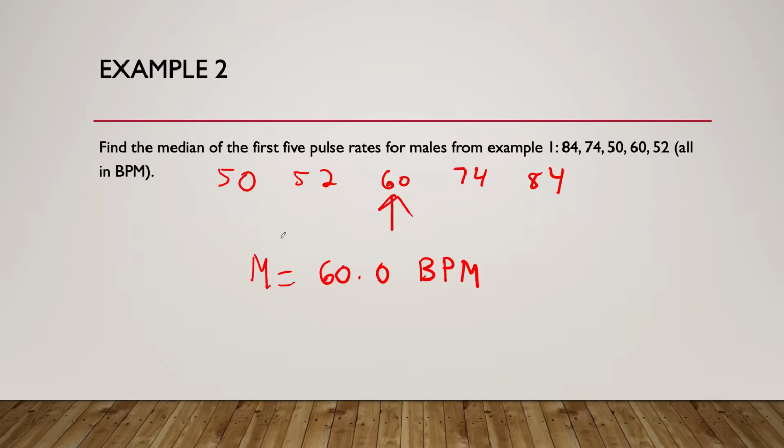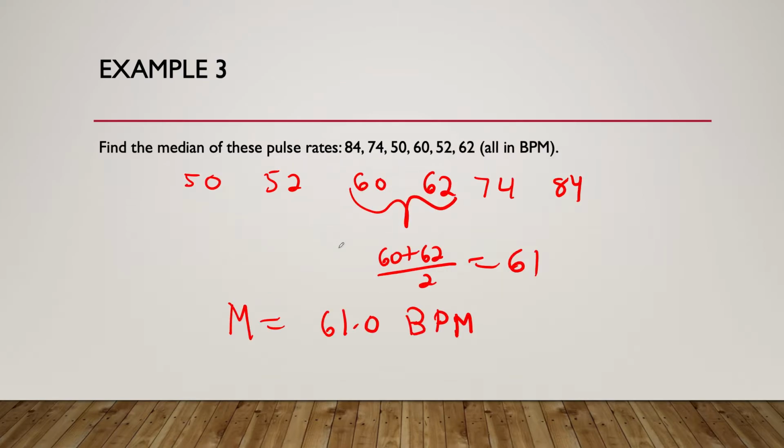As a concrete example, let's find the median of the first 5 pulse rates for males from example 1. Writing that data set in order, we have 50, 52, 60, 74, and 84. The exact middle of the data set is the 60. So the median is 60.0 beats per minute. The median of these pulse rates, now with the 62 in there, when we write that in order, would be between 60 and 62. Add those up, divide by 2, we get 61.0 beats per minute.